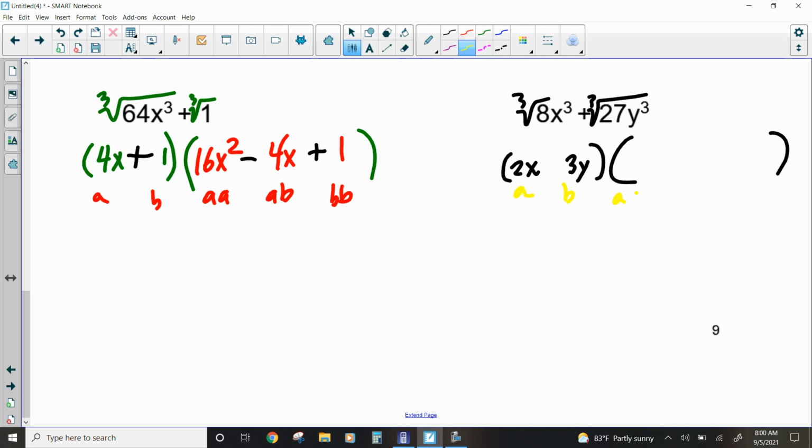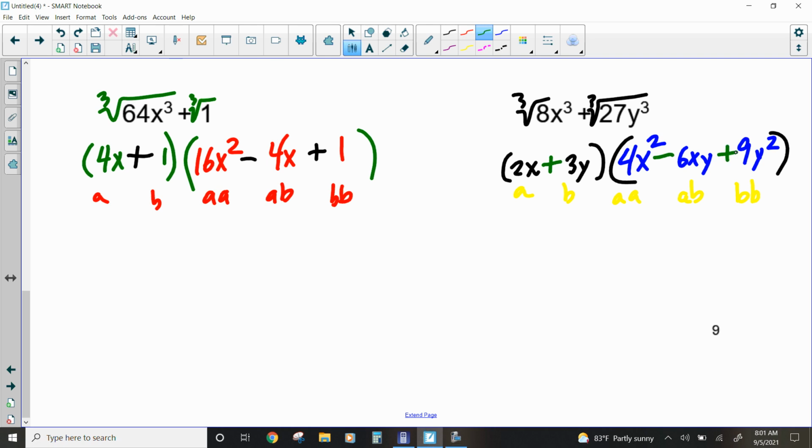So this would be A times A times B, and then B times B. So 2x times 2x is 4x squared. 2x times 3y would be 6xy. And then 3y times 3y would be 9y squared. Then we have to go do the signs using the SOAP acronym. So it's same as the original, opposite, and always positive.